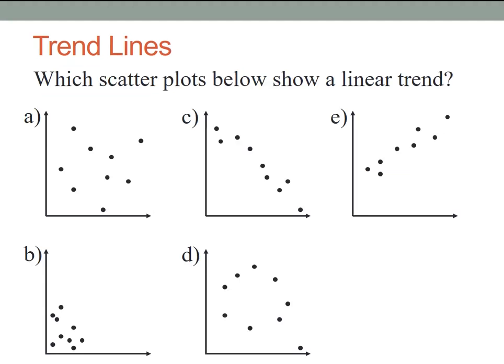And we'll take a look at some of these. So let's take a look at this. Let's take a look at A here. All these dots are spread out. I can't really draw a line that represents the pattern of all of these points because they're all over the place. This would be no correlation.